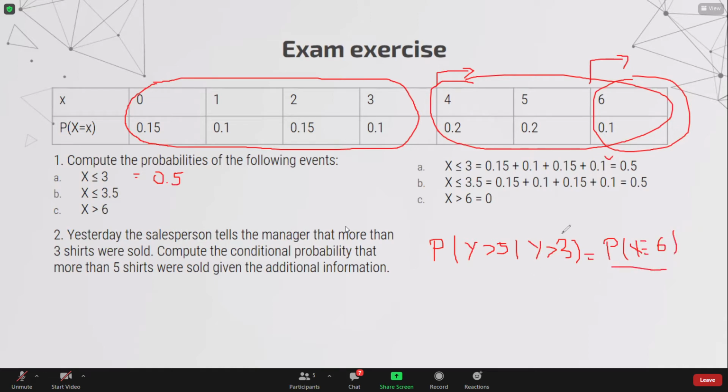over the probability of Y being more than 3. And Y being more than 3 is all those 3 summed up, which is 0.2 plus 0.2 plus 0.1, which is 0.5. And by the table, we are given 0.1 as the probability of 6, which becomes 0.1 over 0.5.